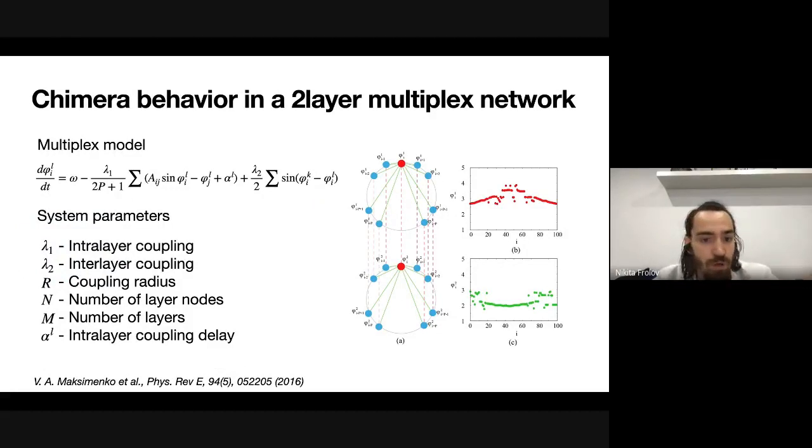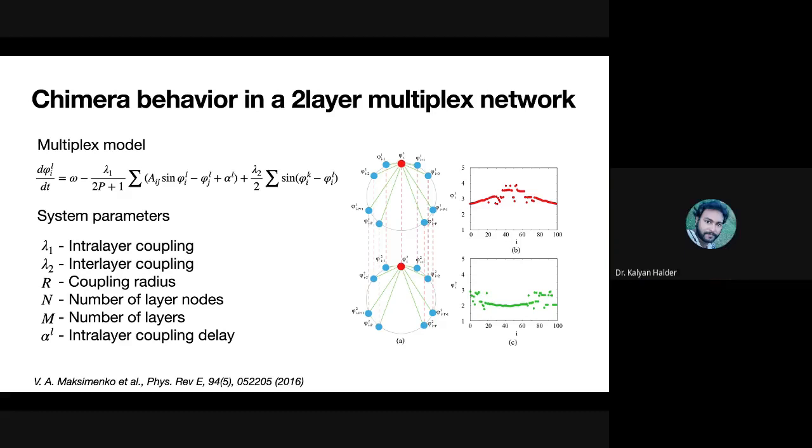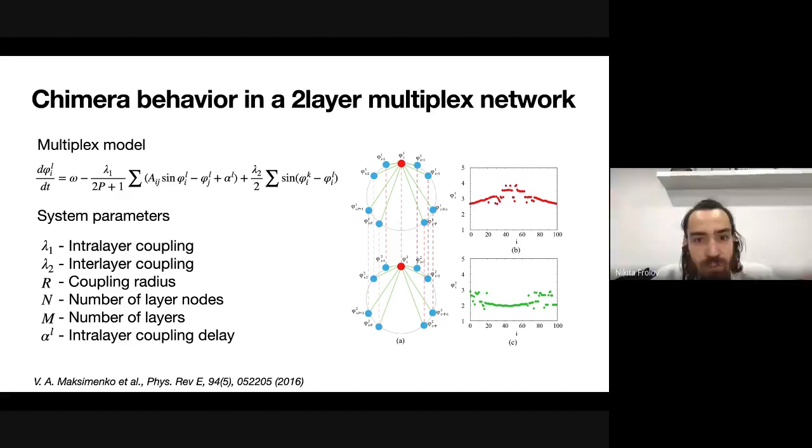First, in our work in 2016, we considered the chimera behavior in a two-layer multiplex network. It is represented on the slide. The governing equation is a modified Kuramoto equation. The multiplex coupling is multiplied by lambda 2 divided by 2. System parameters: lambda 1 is the intralayer coupling, which stands for the coupling within the layer. Lambda 2 is the interlayer coupling, the coupling strength between the layers.